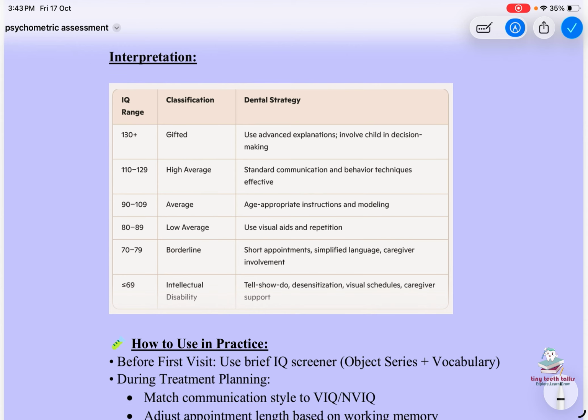The scale should be interpreted by IQ range. So if the IQ range is above 130, then gifted: use advanced explanation, involve the child in decision making. If between 110 to 129, then high average: standard communication and behavior techniques are effective. 90 to 109, average: age-appropriate instruction and modeling. 80 to 89, low average: use visual aids and repetition. 70 to 79, borderline: short appointments, simplified language, caregiver involvement. And less than 69, intellectual disability: tell-show-do, desensitization, visual schedules, caregiver support.